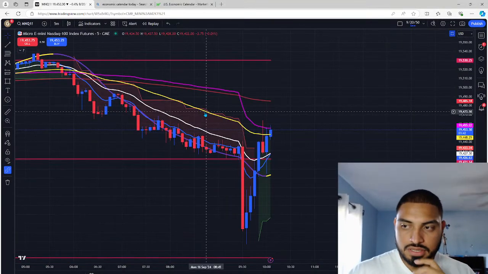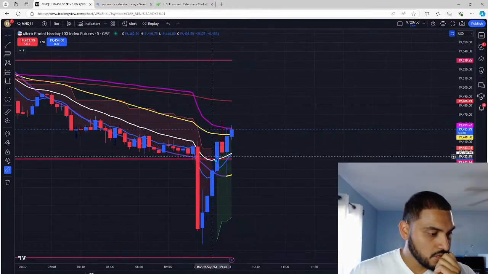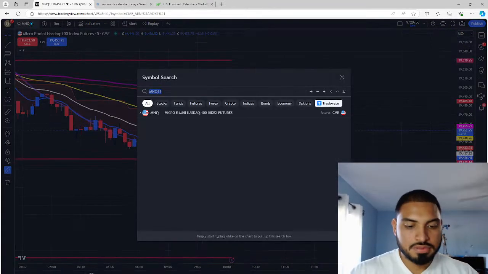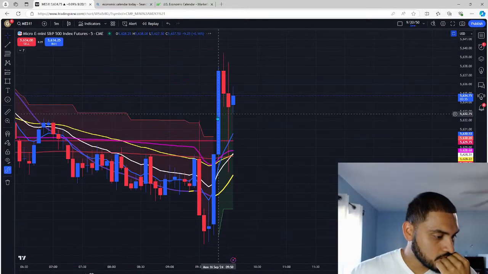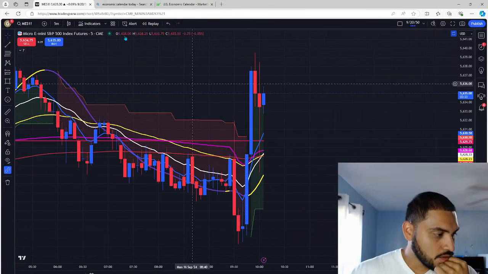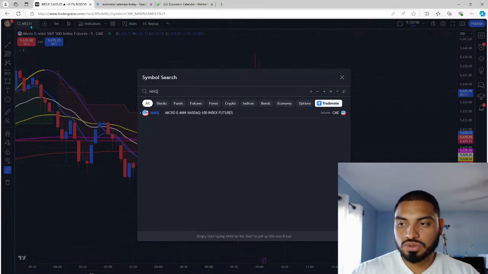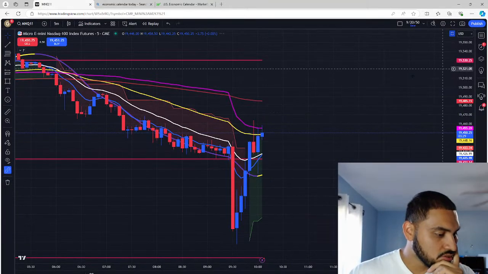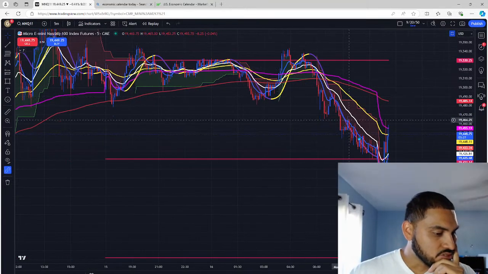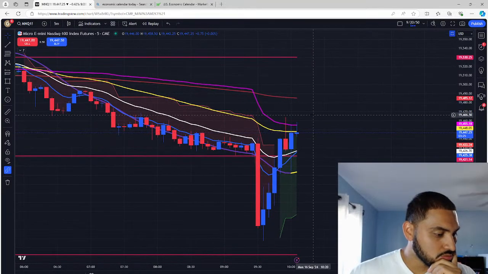MNQ, what are you doing? Still trying to come back up. Yes. Still up to the downside. MNQ has sold off like crazy though. We got a major sell off on MNQ.